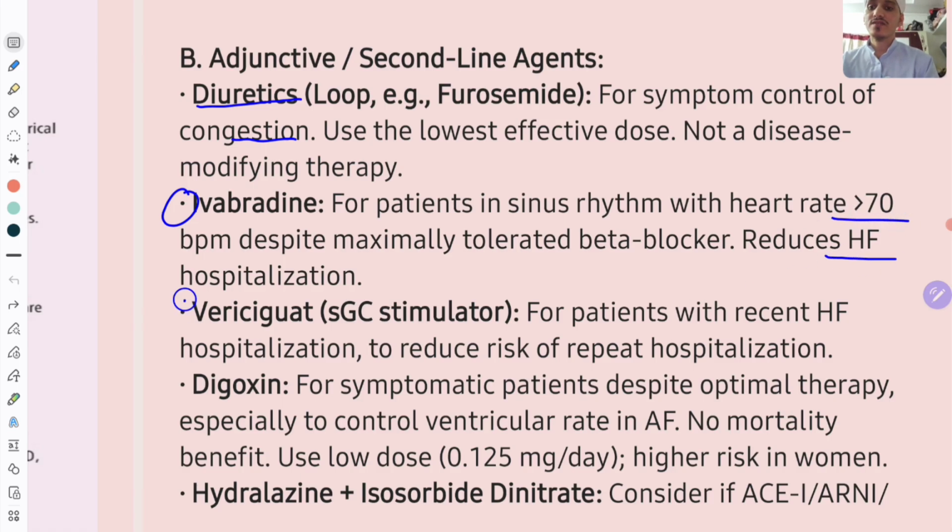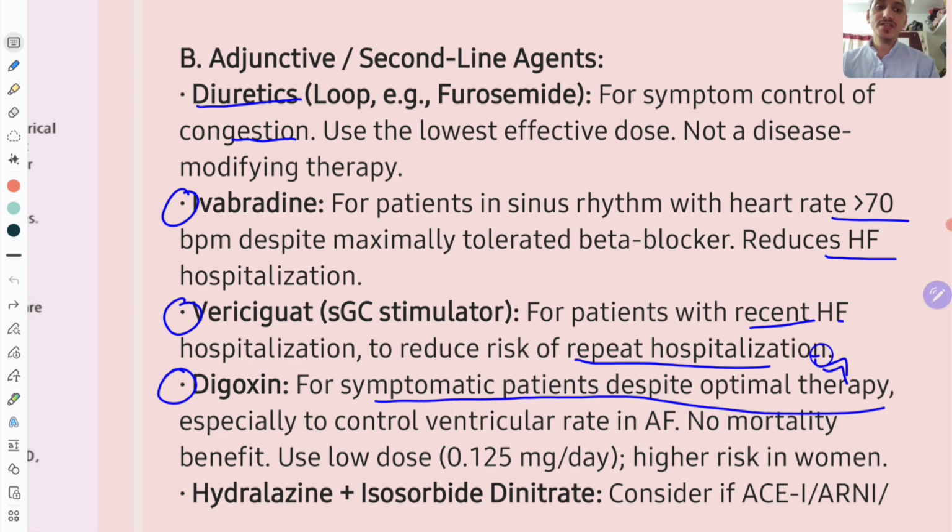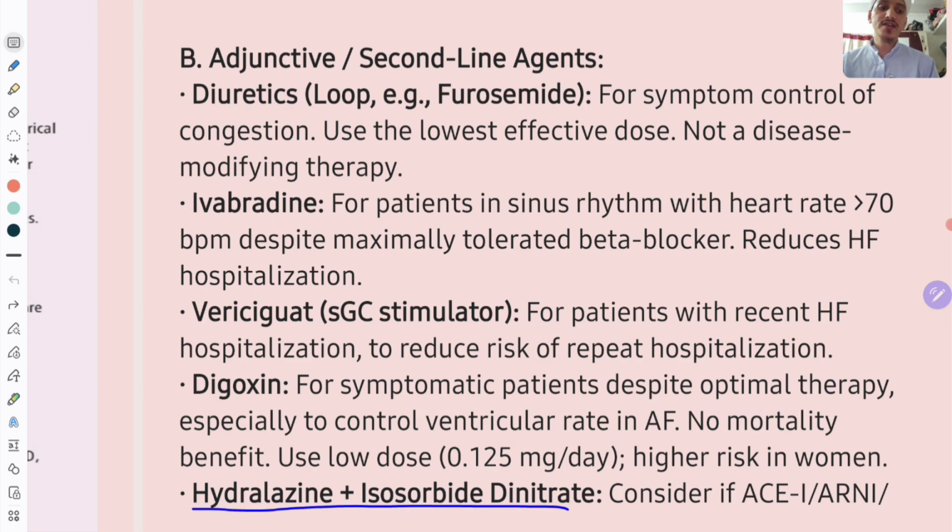It reduces the HF hospitalization. Vericiguat for recent HF hospitalization, to reduce the risk of repeat hospitalization. Digoxin we should use for symptomatic patients despite optimal therapy, optimal GDMT. If the patient is having that, then you should use digoxin, especially to control ventricular rate in atrial fibrillation. So digoxin, when it should be used: after excluding an accessory pathway you should use this one, and after optimal therapy, even if the patient is having symptoms or reduced ejection fraction, you can try digoxin. Use low dose 0.125 mg per day, higher risk in women. Okay, and hydralazine and nitrates, consider if these are contraindicated.